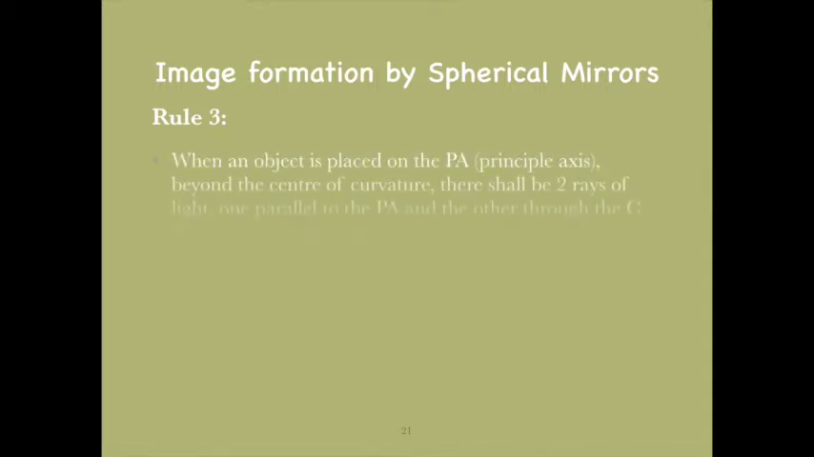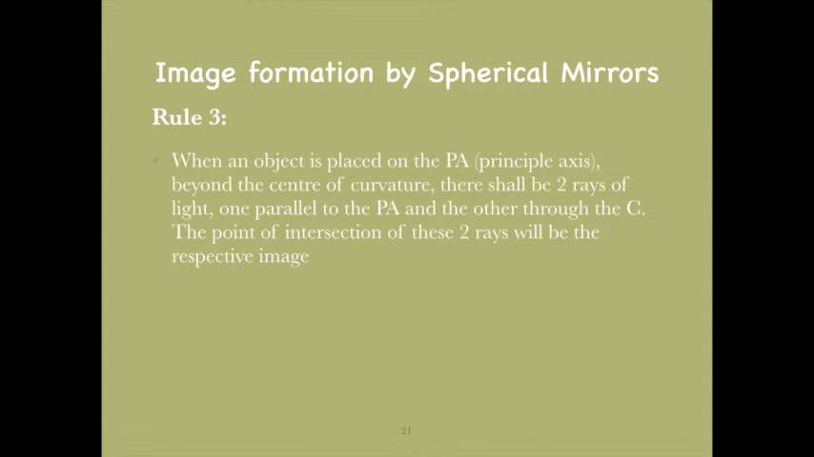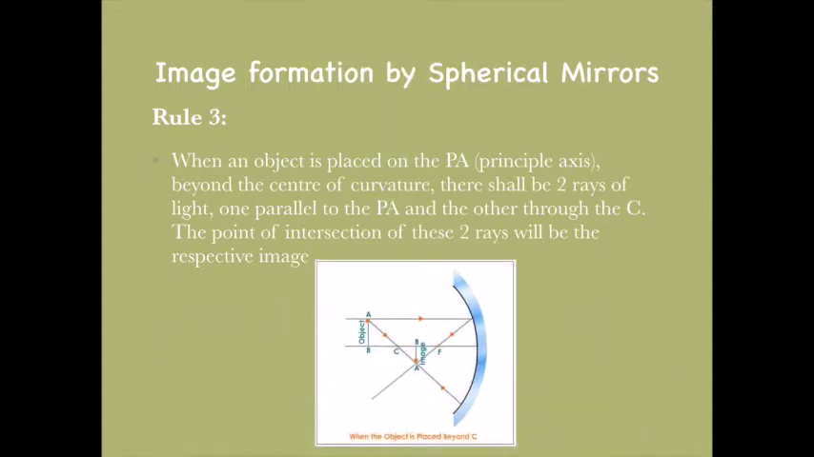Then comes rule number 3. It says that when an object is placed on the PA beyond the center of curvature, there will be two rays, one parallel to the PA and the other through the center of curvature. The point of intersection of these two rays will be the position of the respective image. Please have a look at the diagram. One ray goes through C and one is parallel to the PA and then it goes through F.